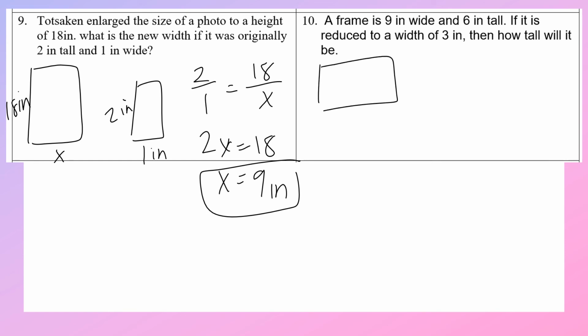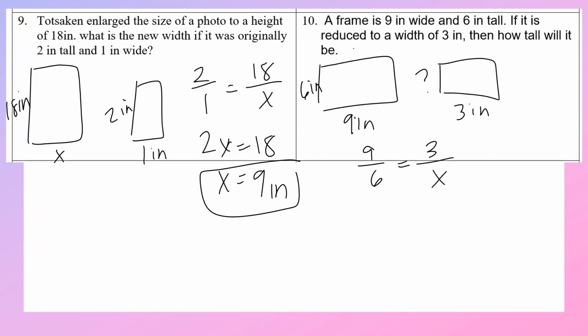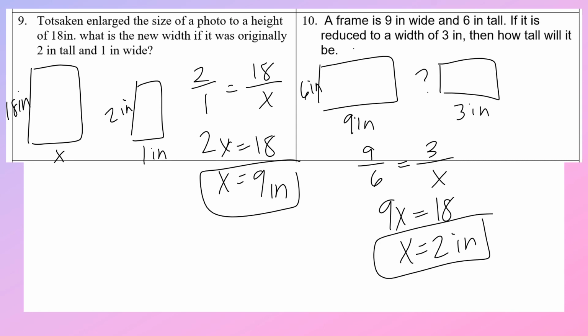A frame is 9 inches wide and 6 inches tall. If it is to be reduced to a width of 3 inches, then how tall will it be? Okay, so again, it doesn't matter how you set it up. We can do width over height equals width over height. 9 times x is 9x, 6 times 3 is 18. Divide both sides by 9 and you get x equals 2 inches for the height.